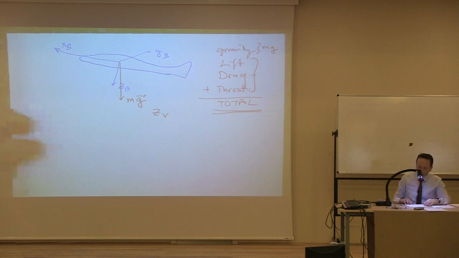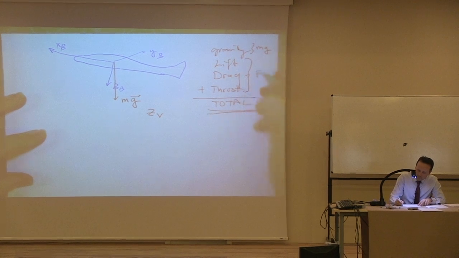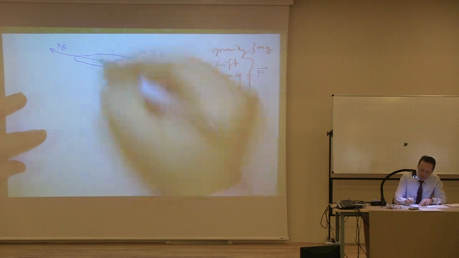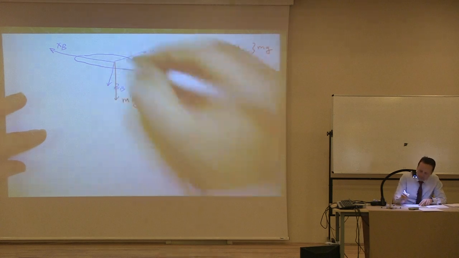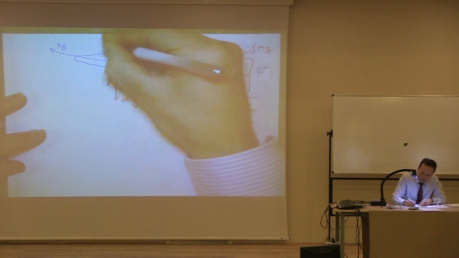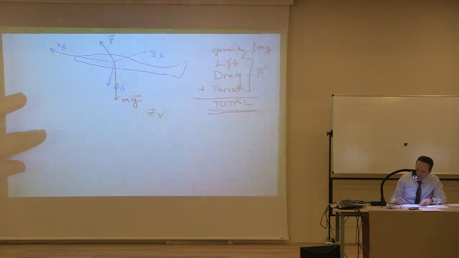So what we are going to do in this class is we are going to take these three and call them a force, and this is mg. I will keep them separate. So this F, the rest of it, would probably be something like that. So this will be F. And F includes lift, drag, and thrust. Okay? Lift, drag, and thrust. So this is F. And this is mg.